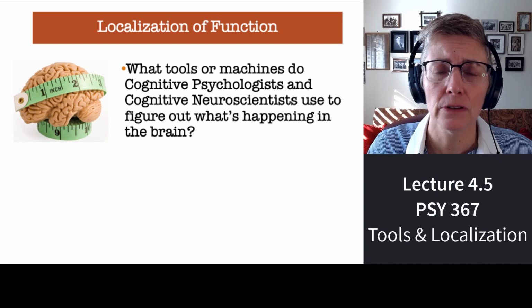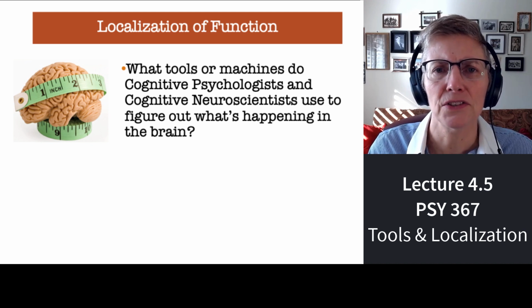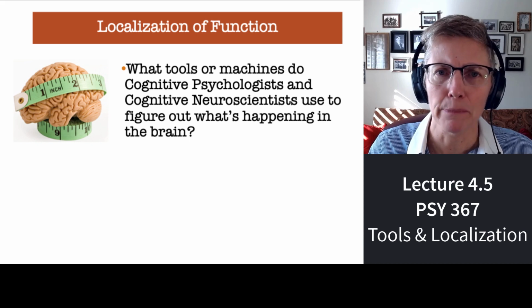And in this section, we're going to talk about some of the machines that cognitive neuroscientists use to figure out what the brain is doing. And also, as part of that, to talk a little bit more about how localized some cognitive functions might be.